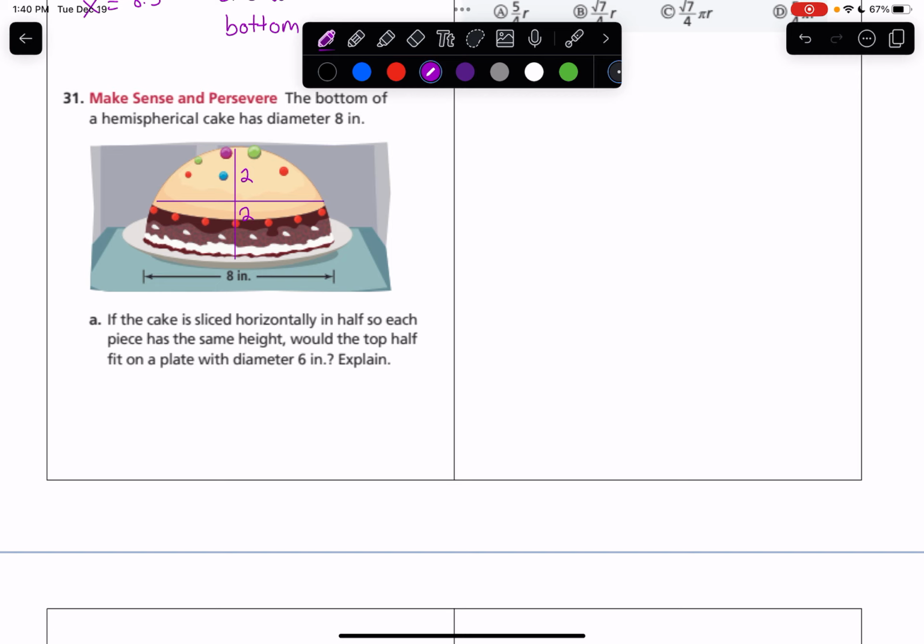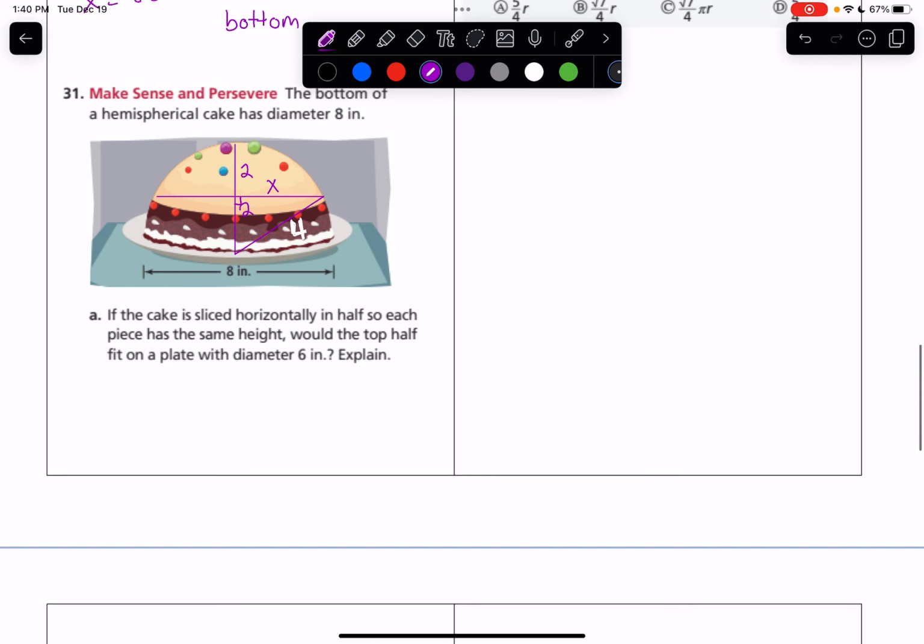I'm trying to figure out if this top half has a diameter that is more or less than 6 inches. So I need to find the diameter. I need to find a way to make a right triangle. Well, one thing that I can do to make a right triangle is use another radius of the circle. If I put a line right there, I can create a convenient radius, which also acts as the hypotenuse of our right triangle. And of course, that radius is 4.